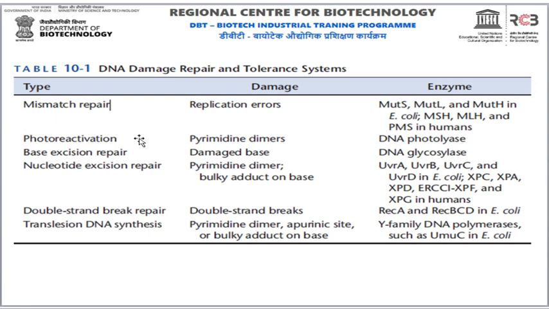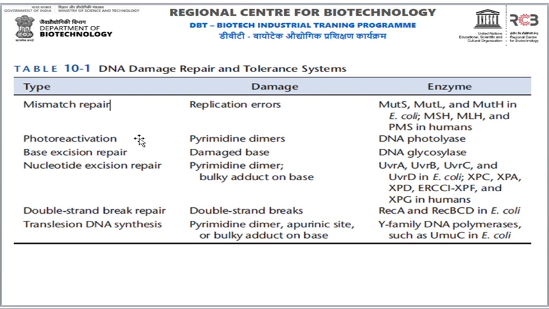Next is nucleotide excision repair, which removes pyrimidine dimers, and it also removes bulky adducts on bases. The enzymes or other proteins involved include UvrA, B, C, D in the case of E. coli. And double strand break repair corrects double strand breaks, and RecA, RecB, C, D in E. coli are the enzymes involved in the double strand break repair system.